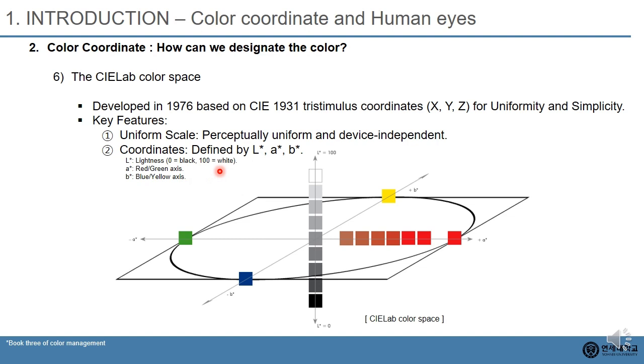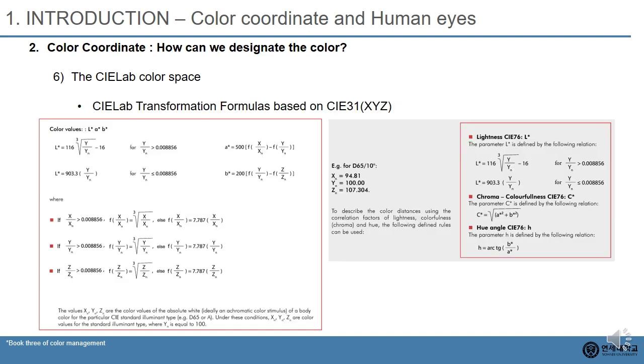L star is lightness here, and a star is here, the red and green axis, and b star is here, the blue and yellow axis. Actually, from here to here, it means the chroma. Transformation formulas for CIE Lab color space convert the XYZ values into L star, a star, and b star values. These formulas help in understanding the color properties in a perceptually uniform space.